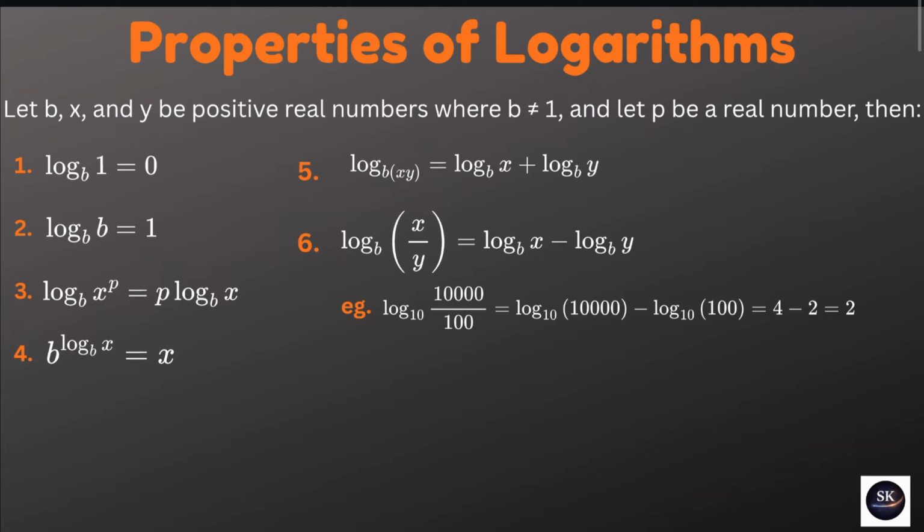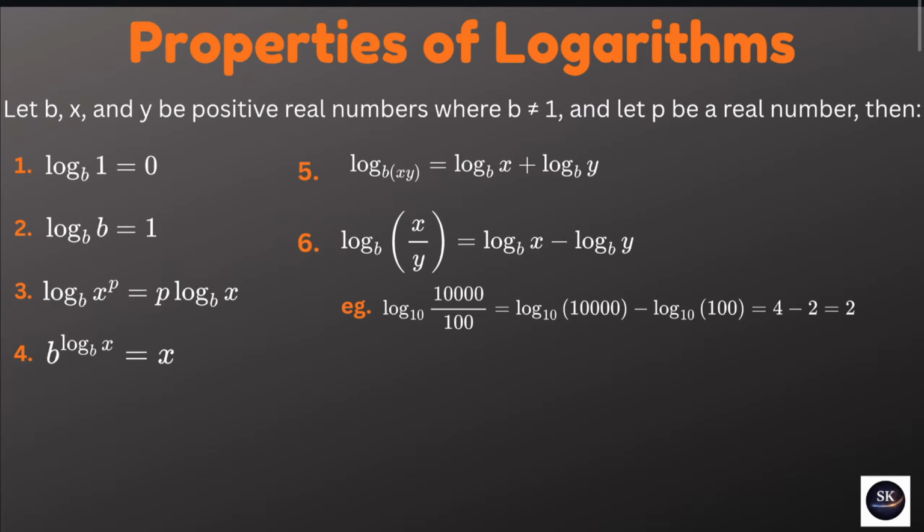For example, log 10,000 upon 100 to the base 10 can be written as log 10,000 to the base 10 minus log 100 to the base 10. Log 10,000 is just the fourth power of 10, so answer to that is 4, and minus log 100 to the base 10 is just 2, as 10 squared is equal to 100. The answer is 4 minus 2 equals 2.